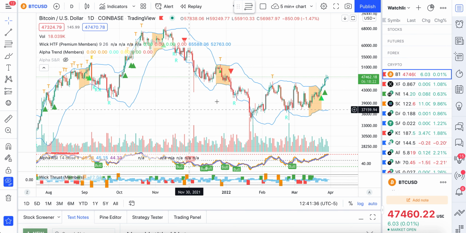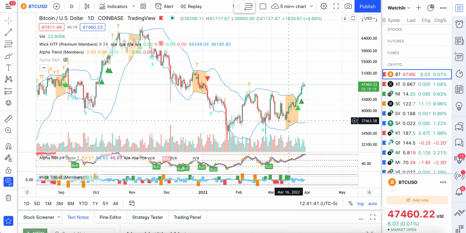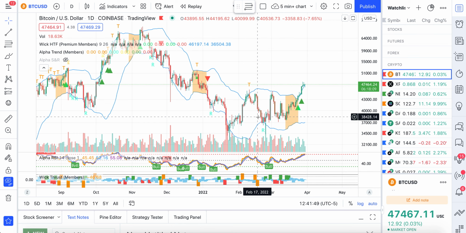And the last one, the Wic Thrust. These guys down here. So this does a great job in measuring institutional buying and selling pressure. So it kind of just gives you an idea where the big volume is headed, if it's in the buying or in the selling direction.